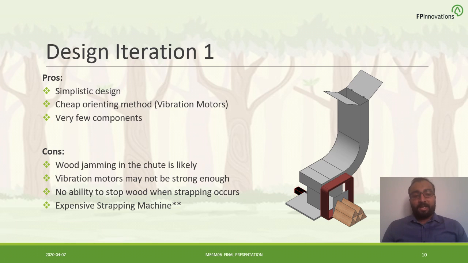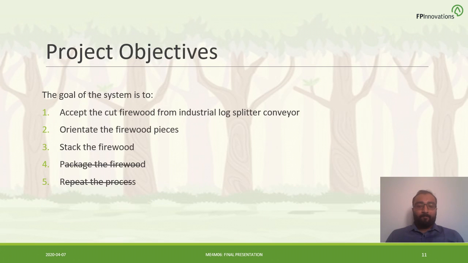Some of the bigger cons was that the wood would most likely be jammed in the curved chute. The vibration motors would not be enough to manipulate the firewood, and there's no ability for the wood to be stopped when the strapping would occur. And lastly, the strapping machine is extremely expensive.